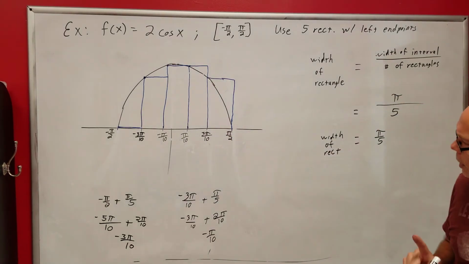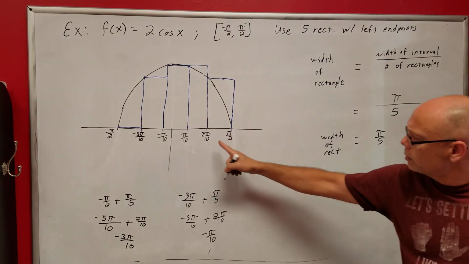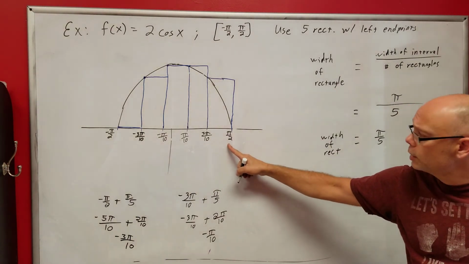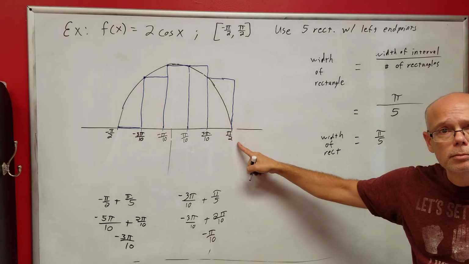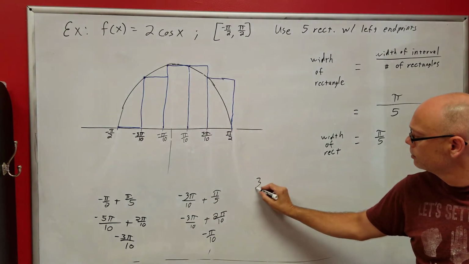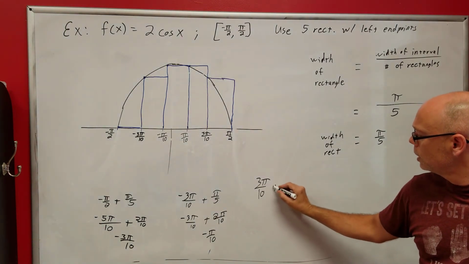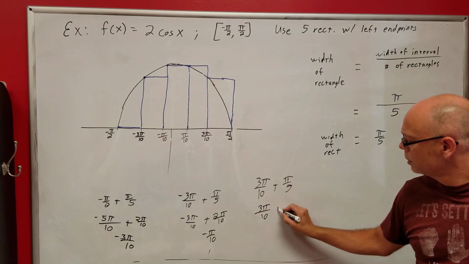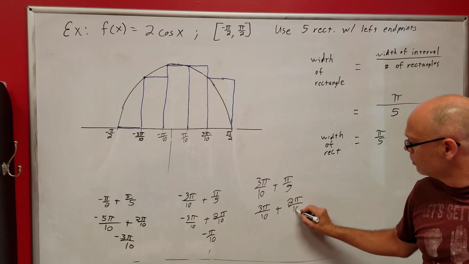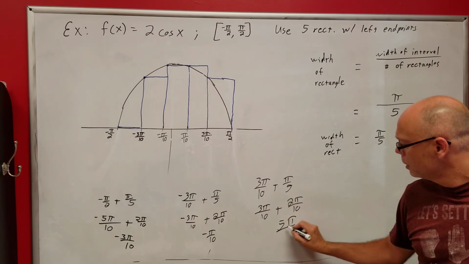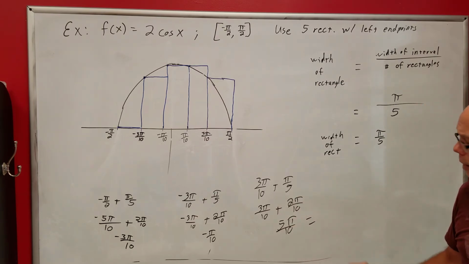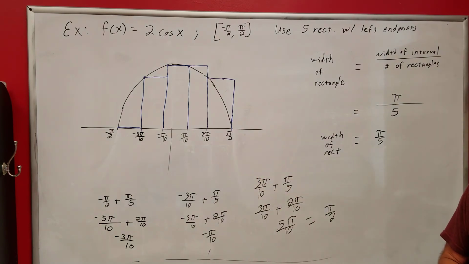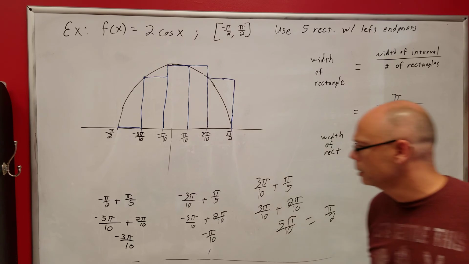And let me make sure I did this right. If I take this 3 pi over 10 and I add pi over 5 to it, I should get pi over 2. Let's see, 3 pi over 10 plus pi over 5 is 3 pi over 10 plus 2 pi over 10, and that's 5 pi over 10. But what does 5 pi over 10 give me? Pi over 2. Oh man, guess what? I did it right. Yay, I get a cookie.